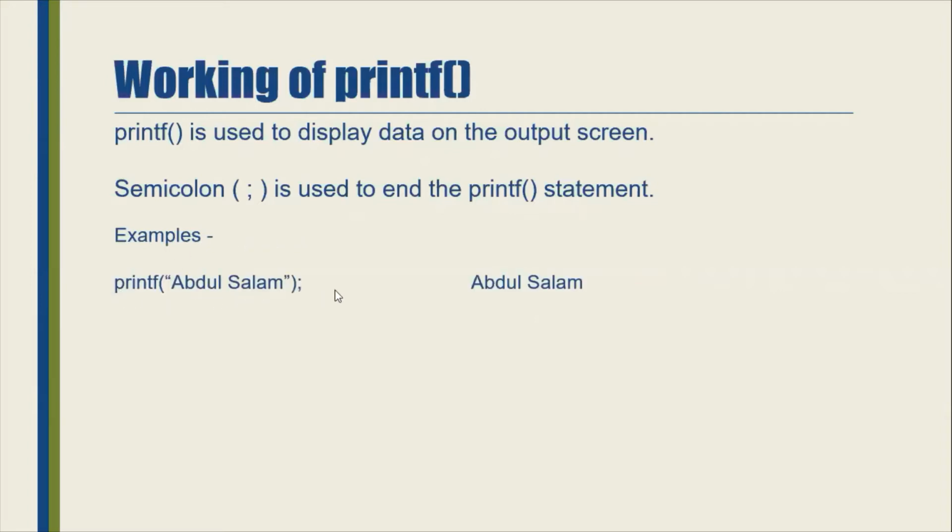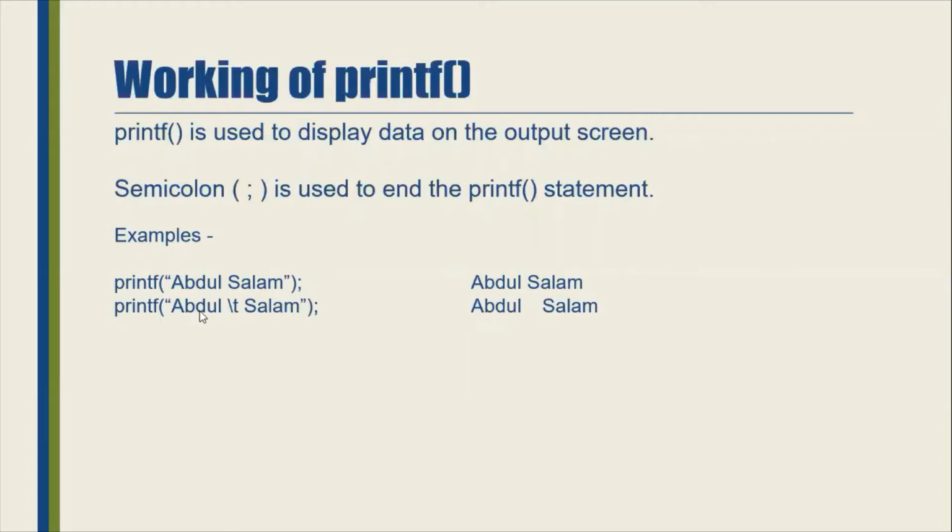I want to print my name, so I use the printf function and in double quotes I write my name. Now what if I want some space between my first name and last name? So I will use \t. This is a backslash followed by a t. This is equal to 1 tab or 3 or 4 spaces.